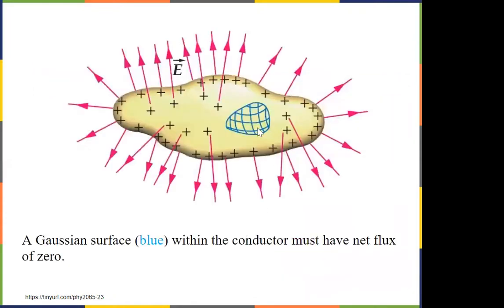All right, and then if you are inside the conductor, any Gaussian surface you draw should enclose 0 charge, then it should give you 0 flux, okay? That's again because inside the conductor, you shouldn't have any electric field or electric charge.